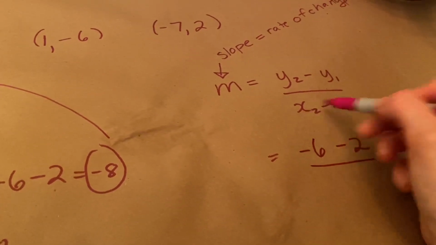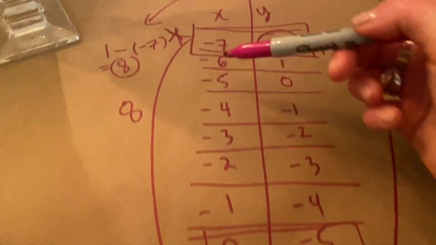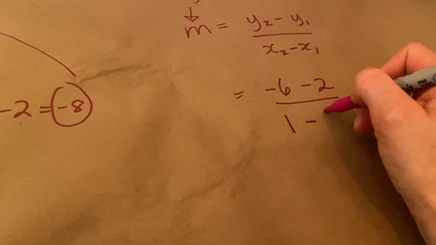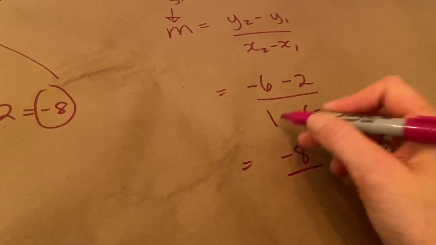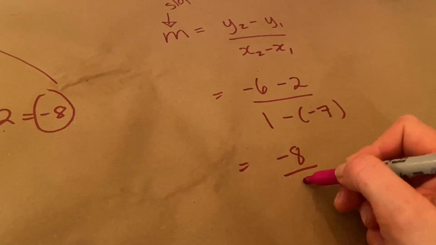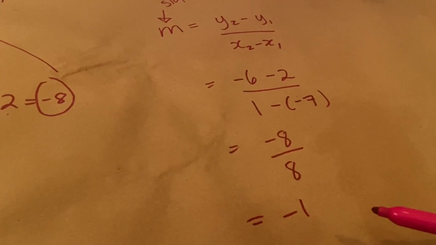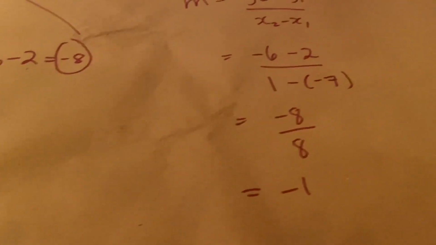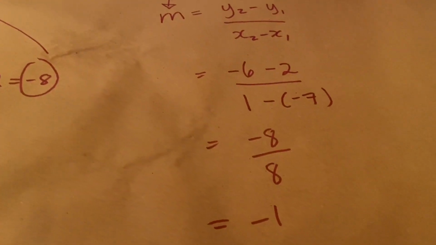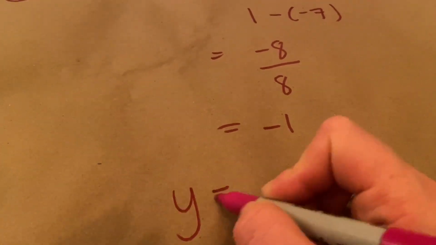So I have minus 6 minus 2. And then it says to subtract my x's. So my x's say take my second x minus my first x. So I have 1 minus 7. Minus 6 minus 2 gives me minus 8. 1 minus 7 gives me 8. When I do that, my slope is minus 1, which is exactly what we got when we did our table of values. Now, we found our slope, but the question wants us to find the equation. So here, some of you might have seen this before.